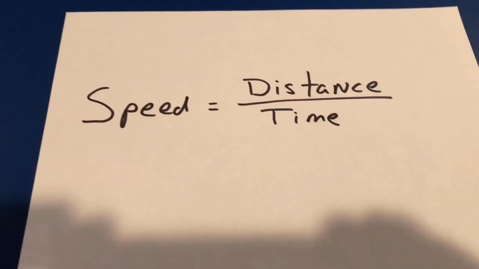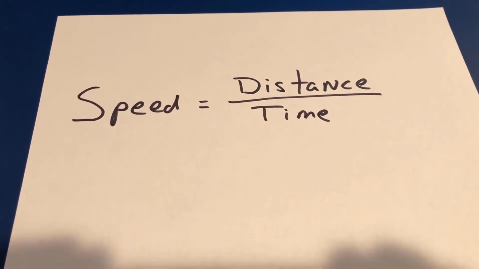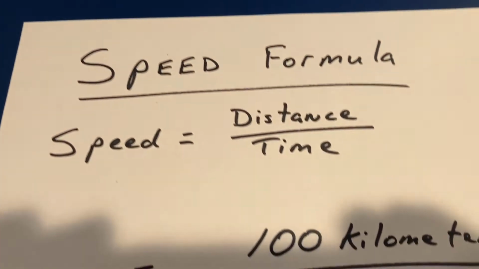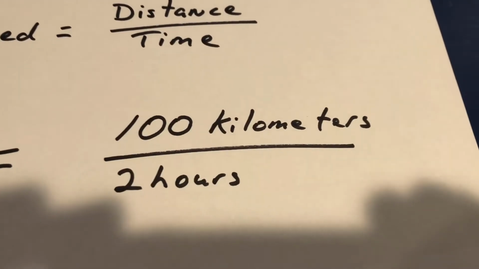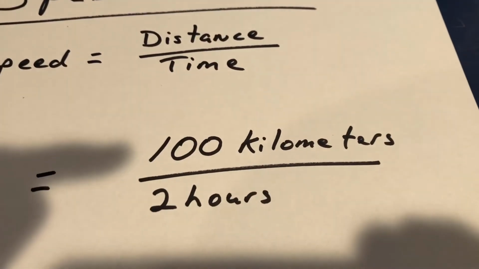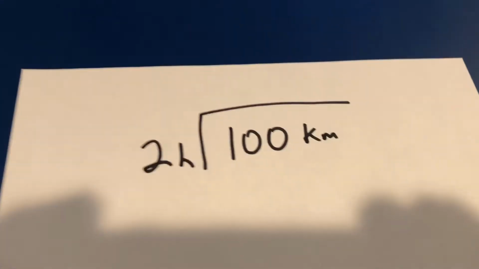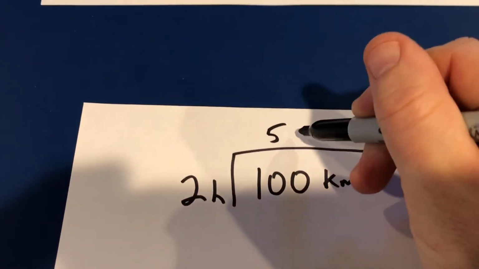The formula for speed is distance divided by time. So let's look at an example. Let's say I travel 100 kilometers in 2 hours. I just divide 100 by 2. 2 goes into 10 5 times. No remainder.